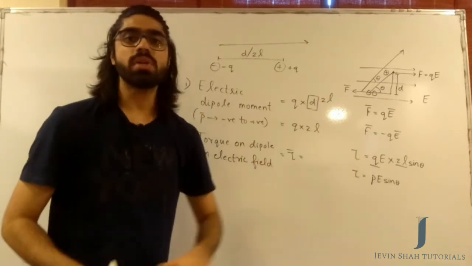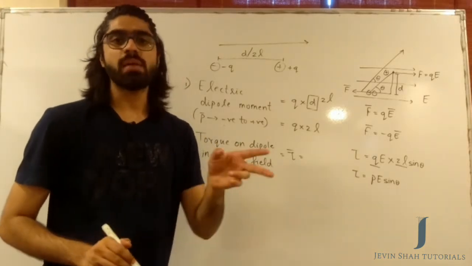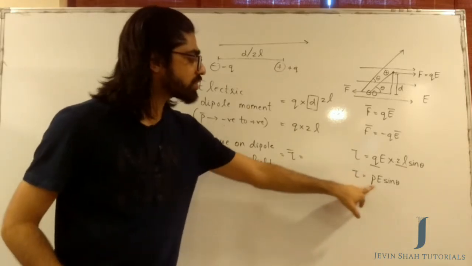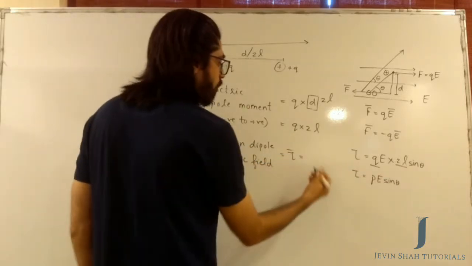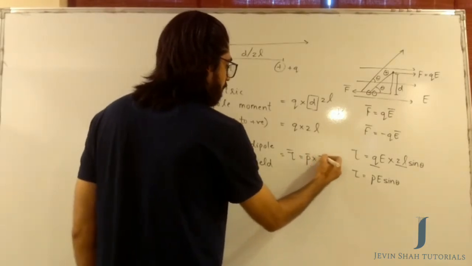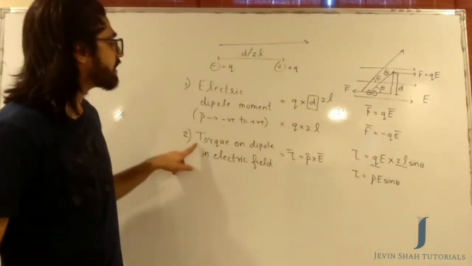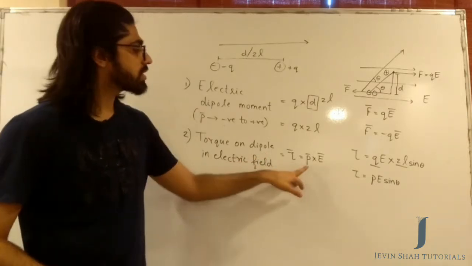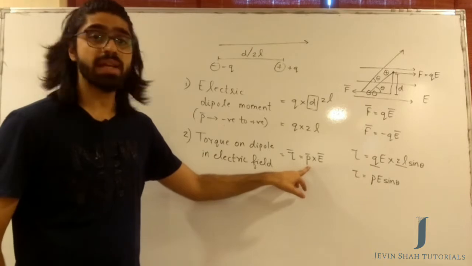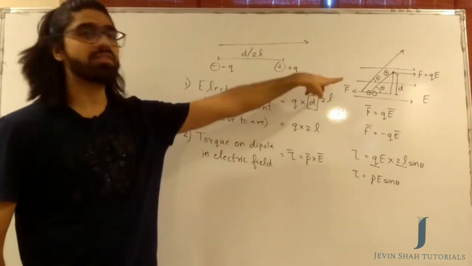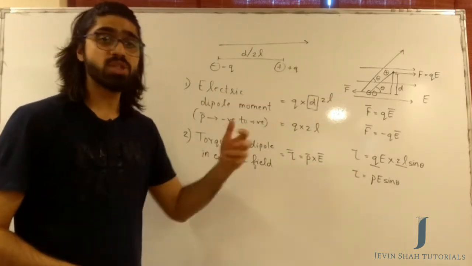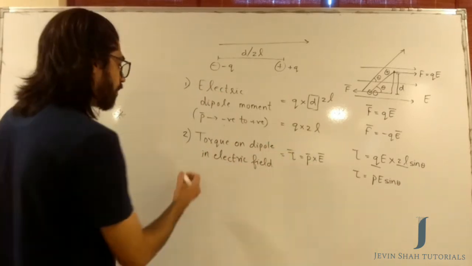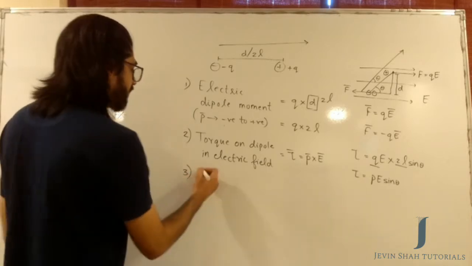If tau is P into E into sine theta, if you remember, the magnitude of A bar cross B bar was AB sine theta. If tau is PE sine theta, we realize that tau bar should be given by P bar cross E bar. And that is why we say that the torque on a dipole in an electric field is given by tau bar, which is P bar cross E bar. P bar is the electric dipole moment and E bar is the electric field intensity of the field in which you have kept the dipole. Okay, so that's about torque acting on a dipole. And the third formula would be for energy of a dipole.